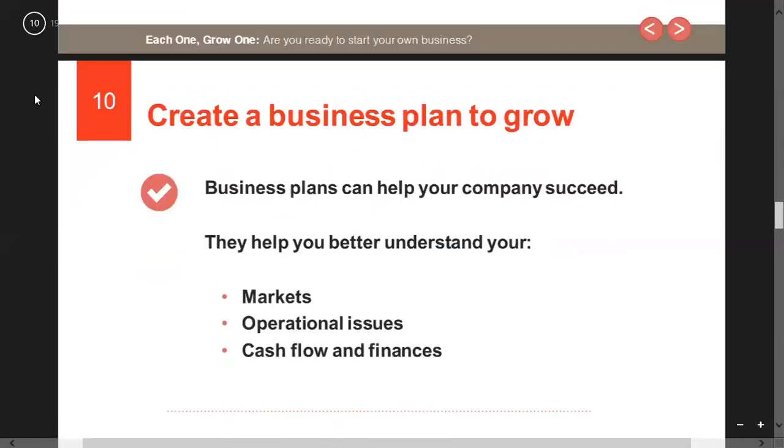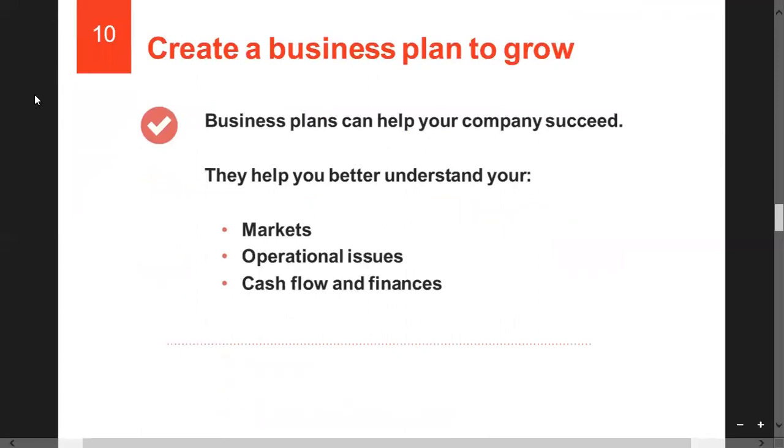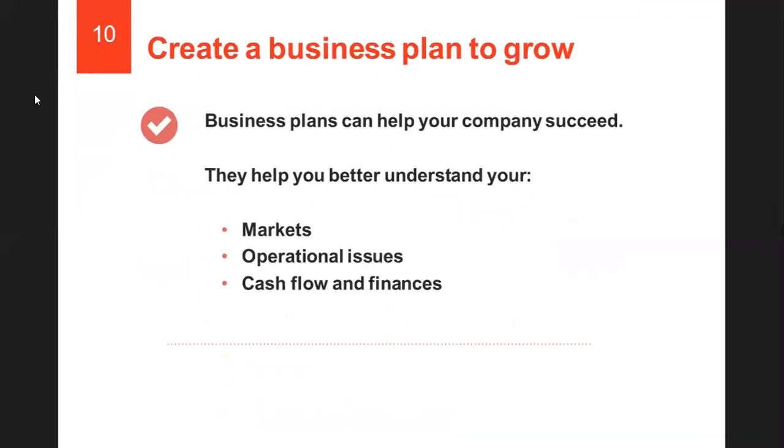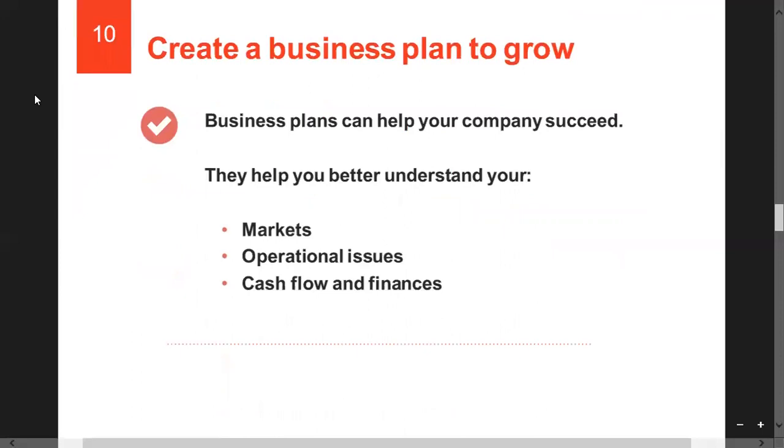Number nine is about creating a business plan to grow. I mean, a business plan can help your company succeed. Yeah, so you have to plan. Everything needs a plan, like business also needs a plan. It helps you better understand your market, operational issues, and cash flow and finances.